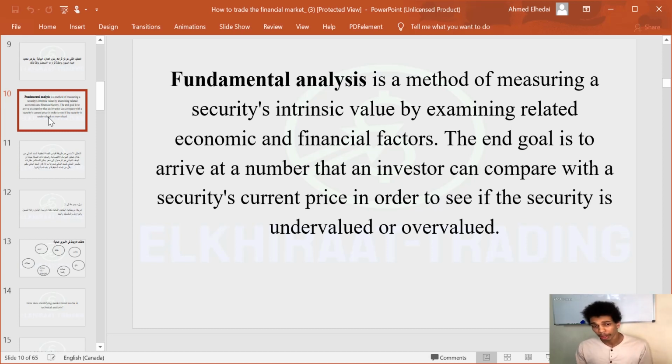In the next lecture, we're going to be talking mainly about fundamental analysis and how to think like a trader, how to analyze the market like a professional trader.